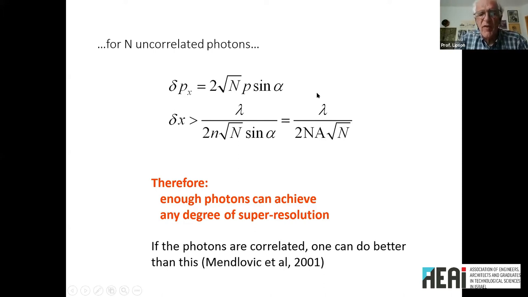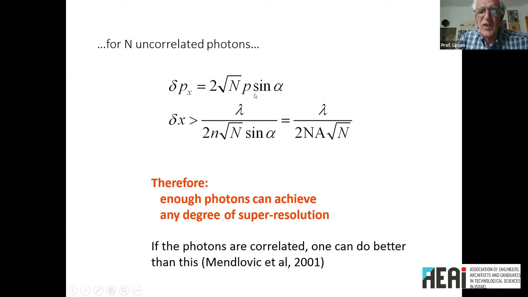And that gives us a hint of how we can get better resolution. We must use more photons. In fact, according to this equation, enough photons can achieve any degree of super resolution. If you make N ten to the sixth, then you're going to get thousands of times better than the Abbe criterion, which is wonderful. Of course, it's a bit difficult to do that, but just the same, it tells you that quantum theory really doesn't object to our getting super resolution.